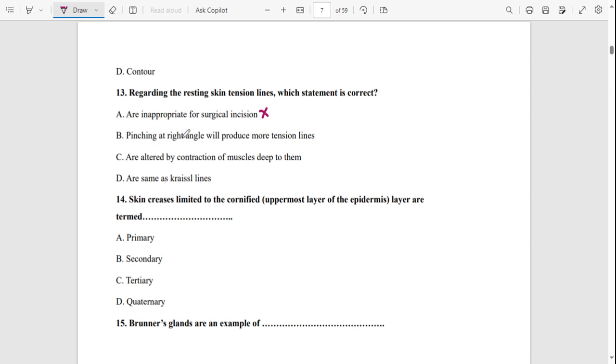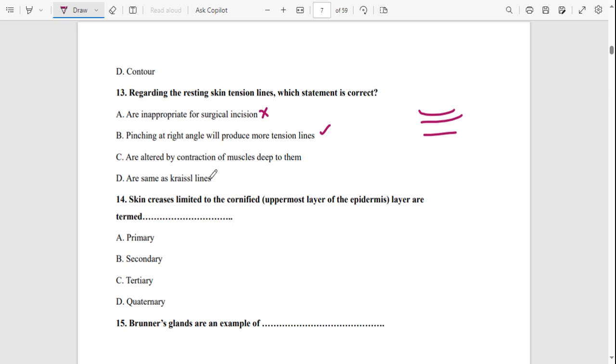Option B, pinching at right angle will produce more tension lines. This is true. Tension lines, when you pinch them at right angle, they'll produce more. Are altered by contraction of muscles deep to them. Actually, these tension lines are not really produced by the muscles, but by the dermis, which is under the skin. That is what produces these tension lines, because the dermis has got the papillary layer, and when it does contract, it will form these tension lines.